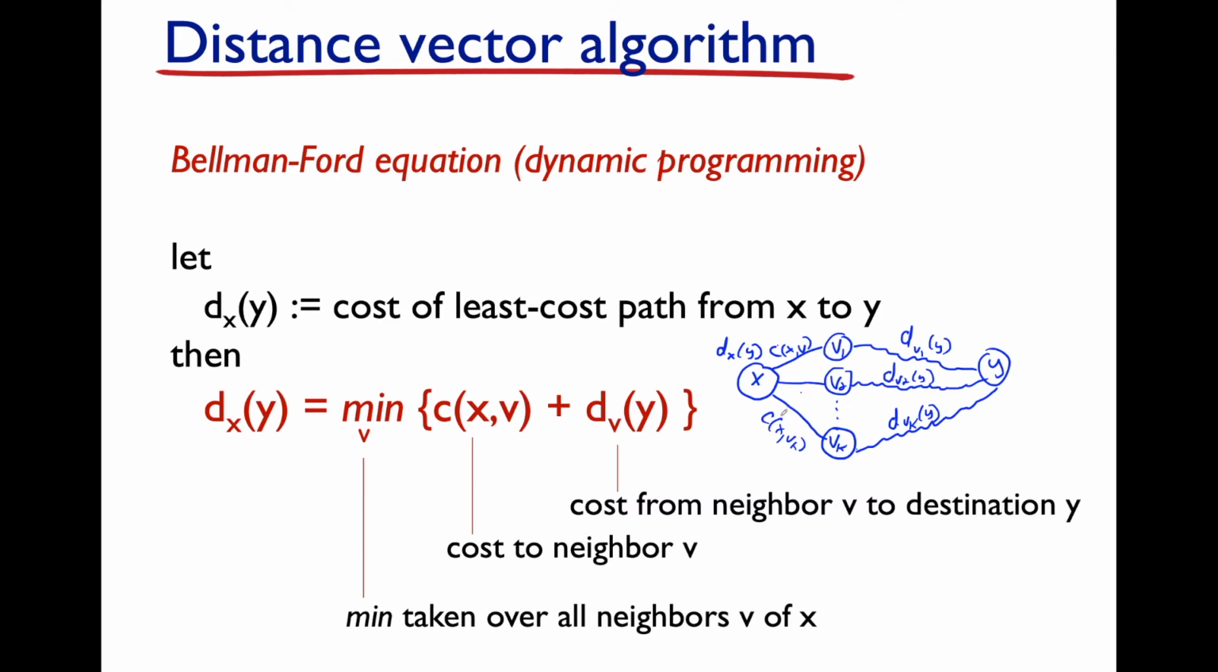And that's exactly what this Bellman equation is doing. It's considering which one of these neighbors, v, is the correct one that leads to the minimum one hop plus distance to get to y.